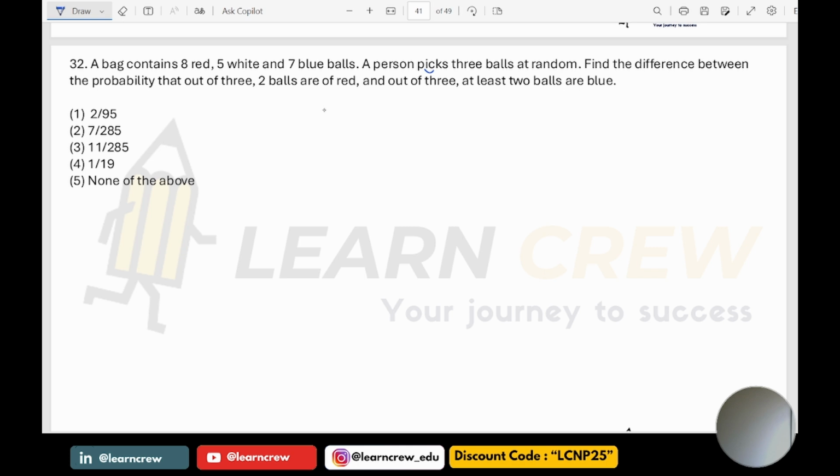Probability that out of 3, 2 balls are red. So 2 balls are red means 8C2 into 12C1 divided by 20C3 is the probability. If you simplify this, how much are you going to get? Probability of 2 are red is this one. If you simplify this, you will get 336 by 1140.